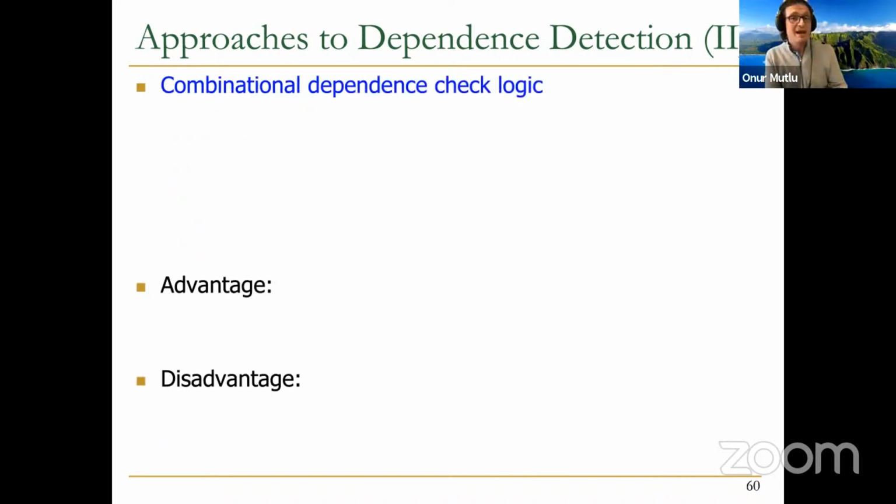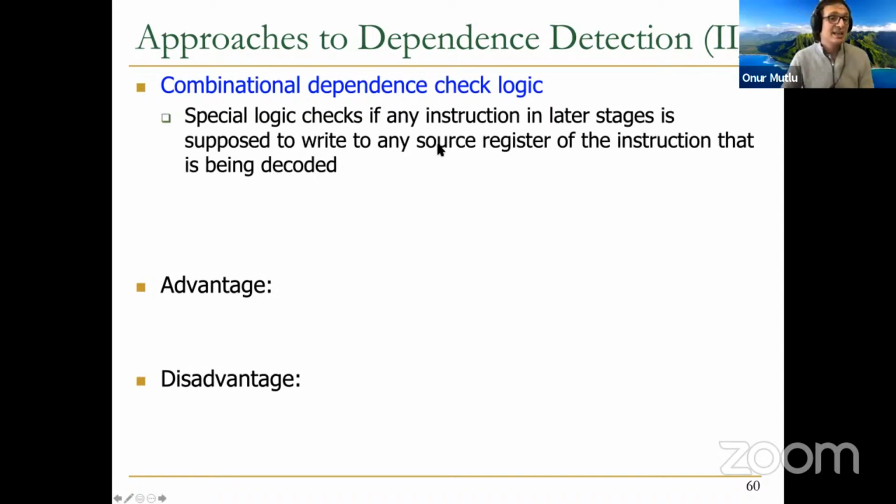The second approach to hardware dependence detection is combinational dependence check logic. Basically, you have a special logic that checks if any instruction in a later pipeline stage is supposed to write to any source register of the instruction that is being decoded. And it's beautiful. It's very simple, right? You know that an instruction in the write back stage is going to write to register 5.